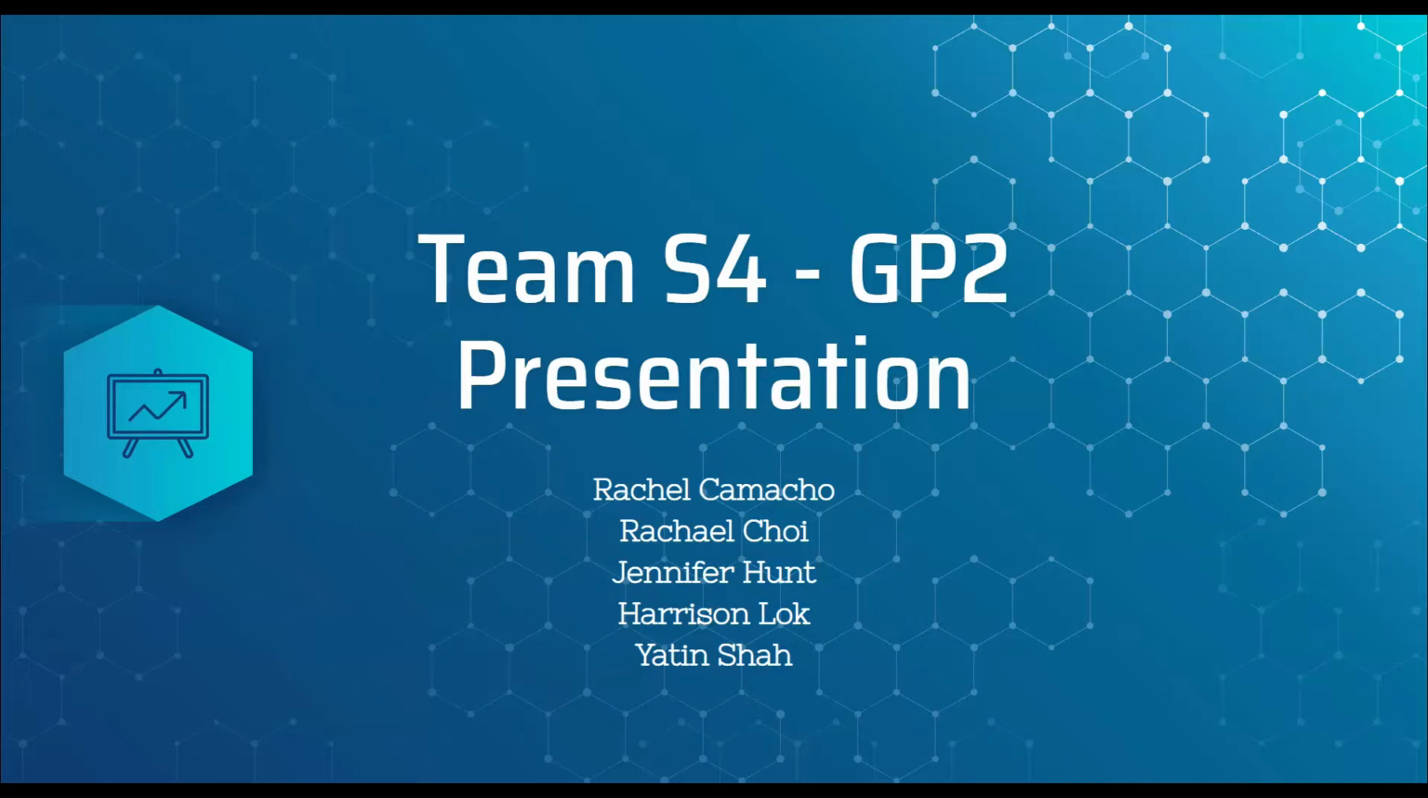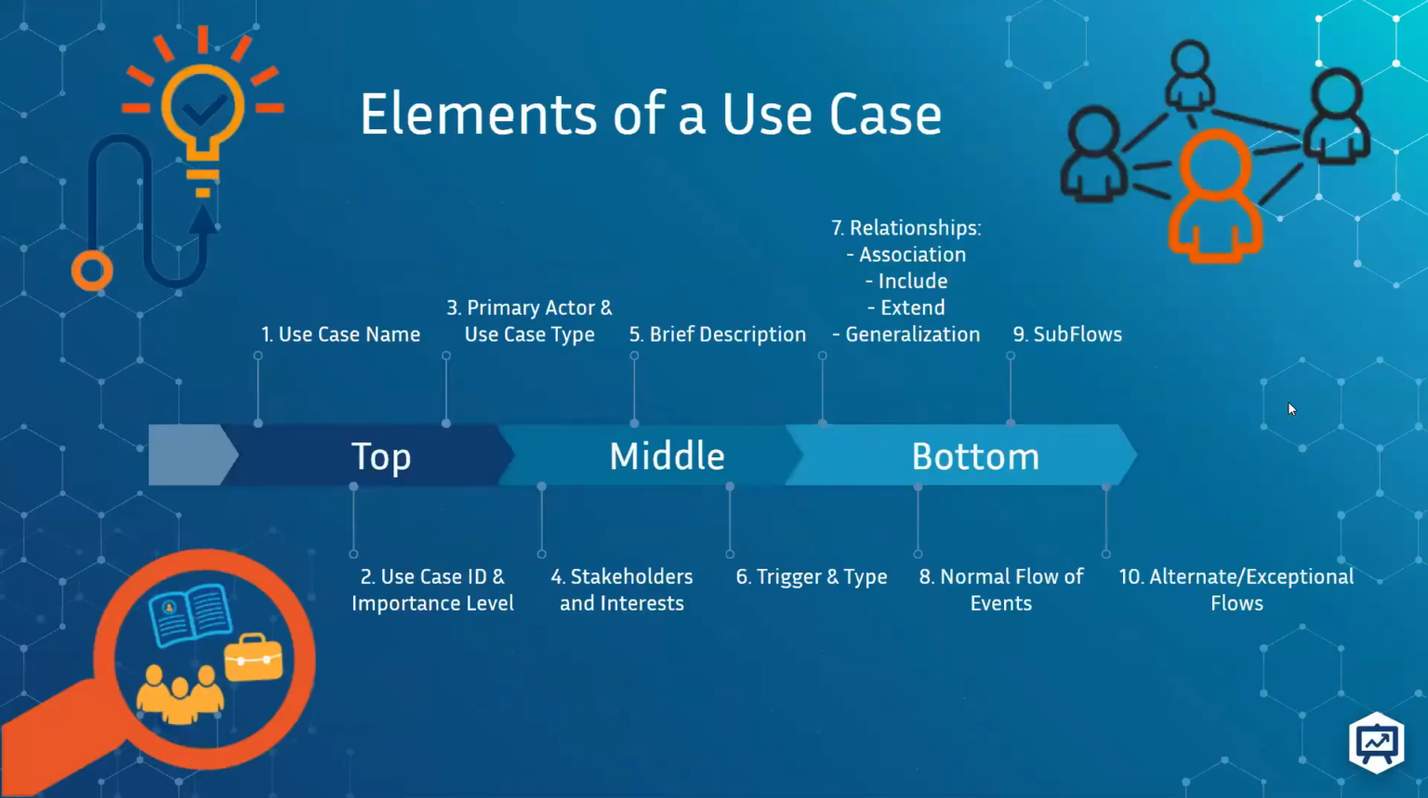I am Jennifer and I will be going over the elements of a use case. So there are 10 elements in a use case, as you can see here. The first one would be the use case name, followed by use case ID and importance level, primary actor, use case type, stakeholders and interests, brief description, triggers and type, relationships such as association, include, extend, and generalization, normal flow of events, subflows, and alternate exceptional flows.